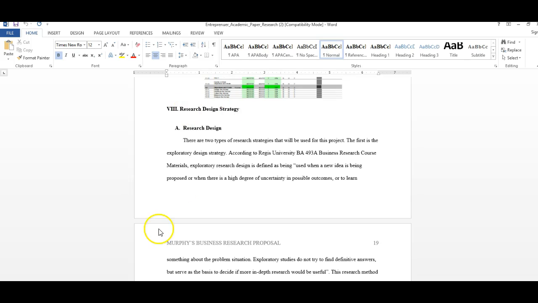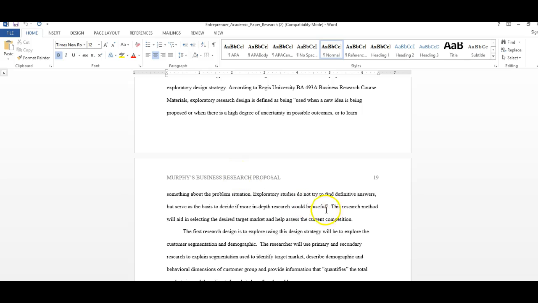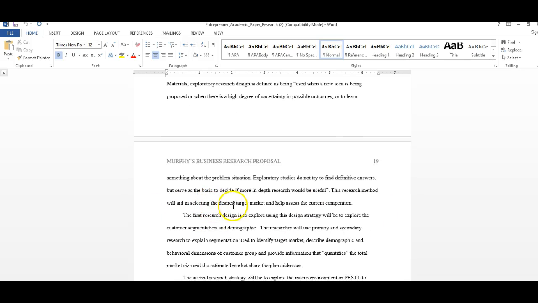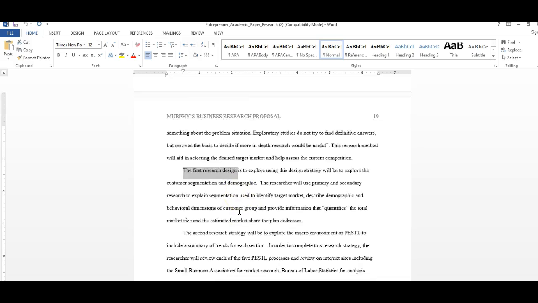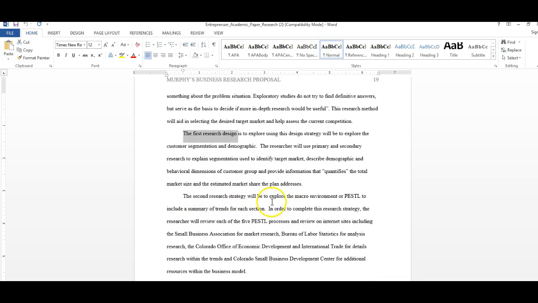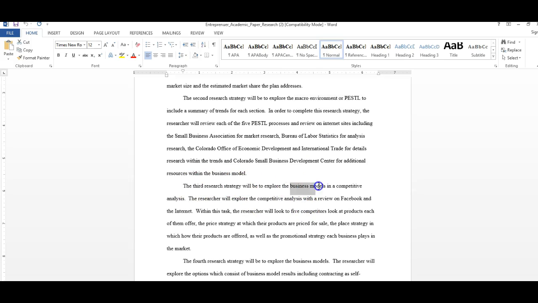Let's take a look at his research design. There are 2 types of research strategies that will be used for the project. The first is exploratory. That should have been capitalized. According to research, this is what he's quoting from that section in the key concepts, this research method will aid in selecting the desired target market to help assess the current competition. So the first research design is to explore the customer segmentation demographic. The second research design will be to explore the macro environmental PESTLE. The third research design will be to explore the business models in the competitive analysis.